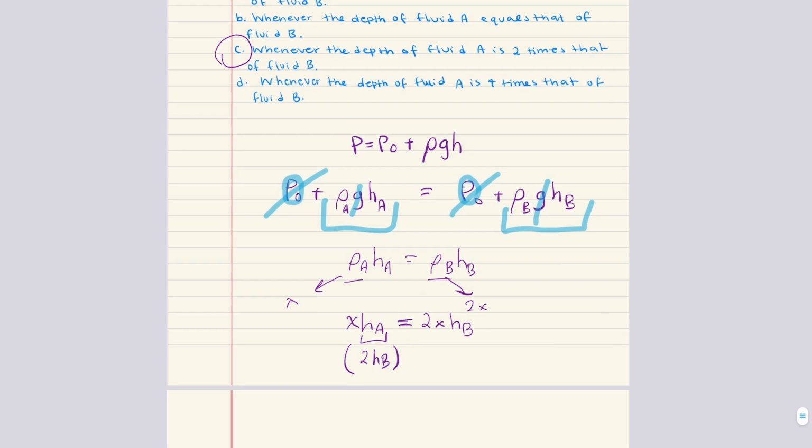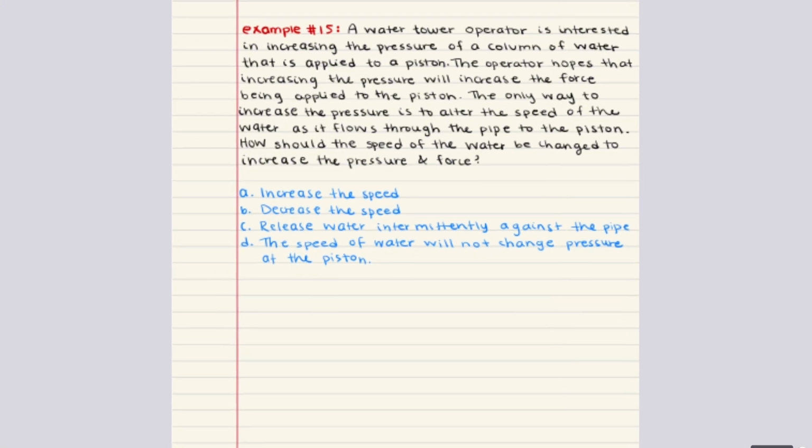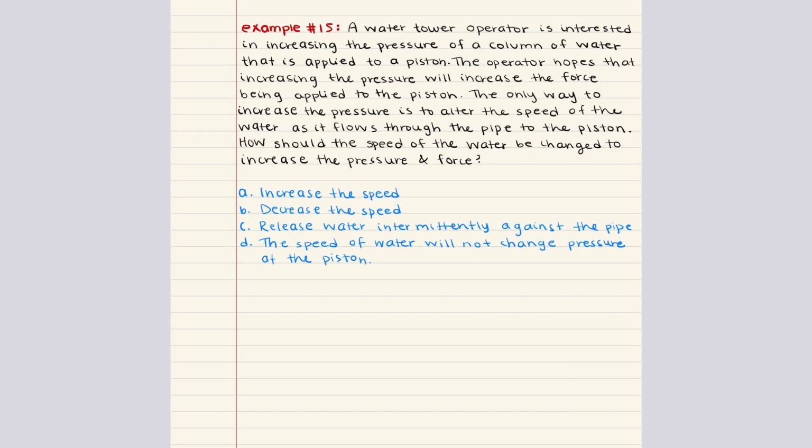And now we can move into our last and final problem. Problem 15 says, a water tower operator is interested in increasing the pressure of a column of water that is applied to a piston. The operator hopes that increasing the pressure will increase the force being applied to the piston. The only way to increase the pressure is to alter the speed of the water as it flows through the pipe to the piston. How should the speed of the water be changed to increase the pressure and the force?